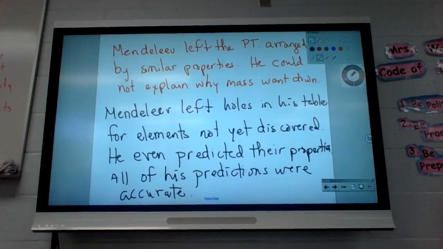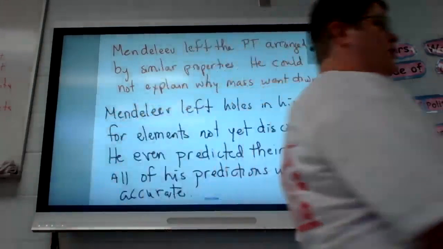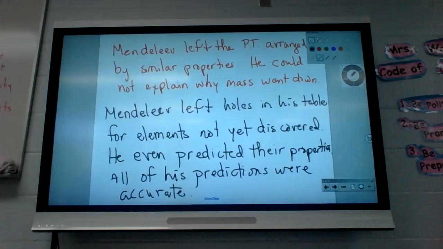Now, mind you, he did all of this with what? Note cards that he literally spread out on a table. Well, ain't he just smart? Miss Wall, you think you could do that?